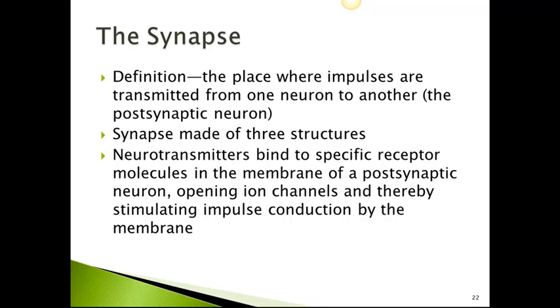A synapse. The definition of a synapse is the place where the impulses are transmitted from one neuron to another, the postsynaptic neuron. Synapses are made of three different structures: the synaptic knob, the synaptic cleft, and the plasma membrane. Neurotransmitters bind to specific receptor molecules in the membrane of the postsynaptic neuron, opening ion channels and thereby stimulating impulse conduction by the membrane.